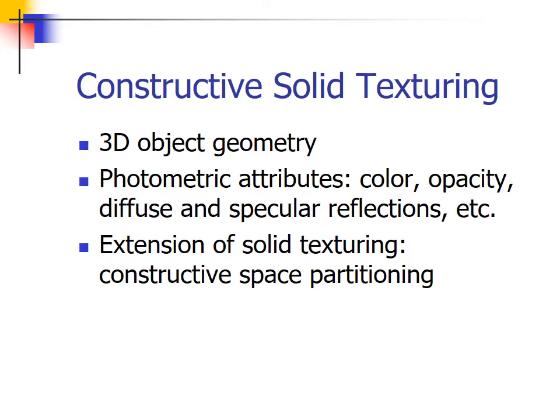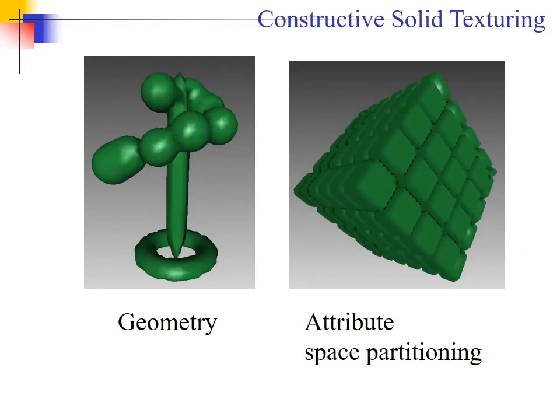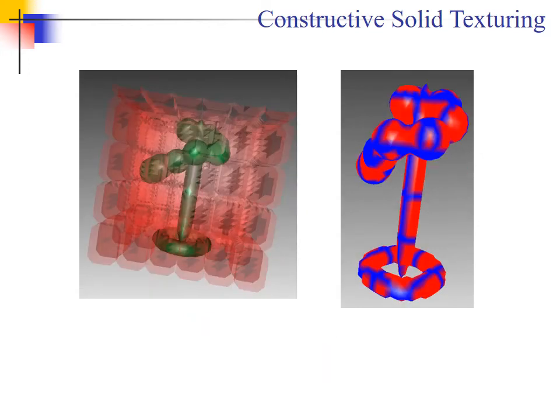Using this model, we can do constructive solid texturing. We can define photometric attributes such as color, opacity, diffuse and specular reflections, and so on for 3D objects. Here you can see an example of applying the hypervolume model construction, and in particular the constructive solid texturing. The left image shows the geometry, the right image shows the attribute space partitioning. By combining these two parts, we can obtain a complex heterogeneous object with texture.